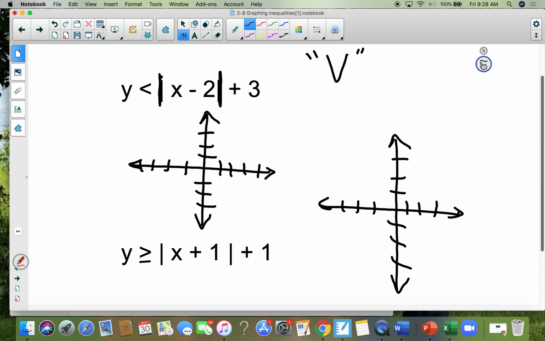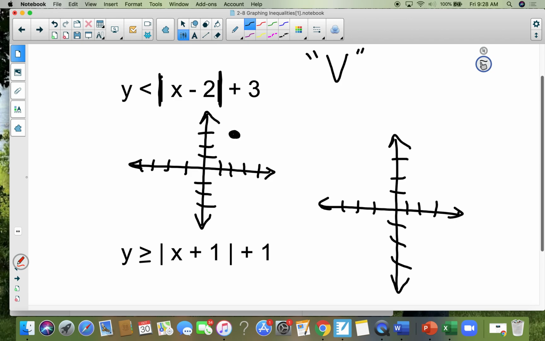Do you remember if the -2 is inside of here, it moves side to side? You guys remember this from 2.7? Good review. And if it's a negative inside, it's going to move it to the right. To the right 2. And this number's outside, so it's going to move it up 3. So move it right 2 and up 3 from 0, 0. There's my new vertex for my V.